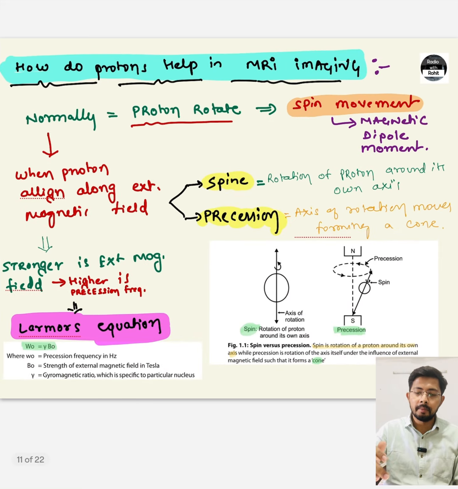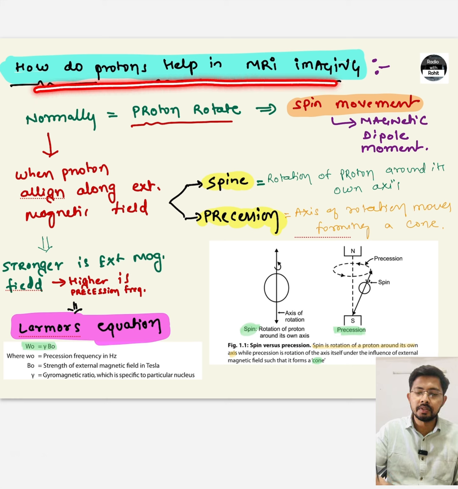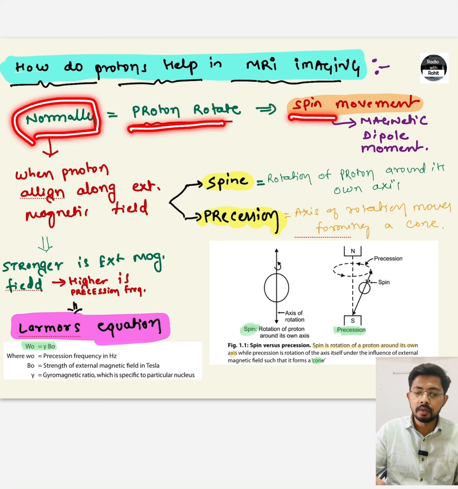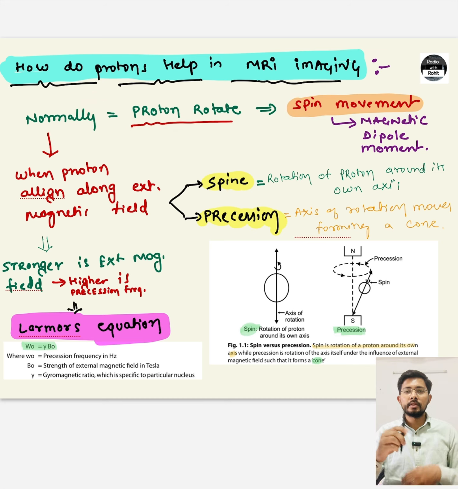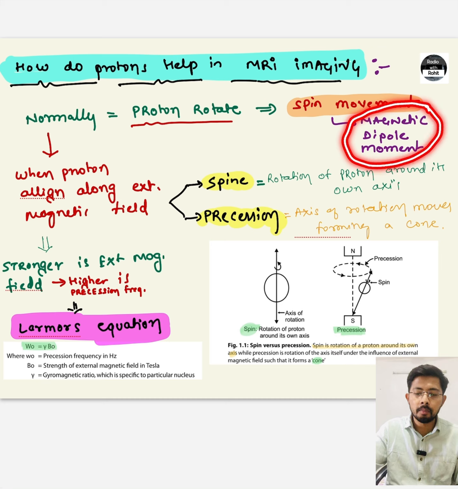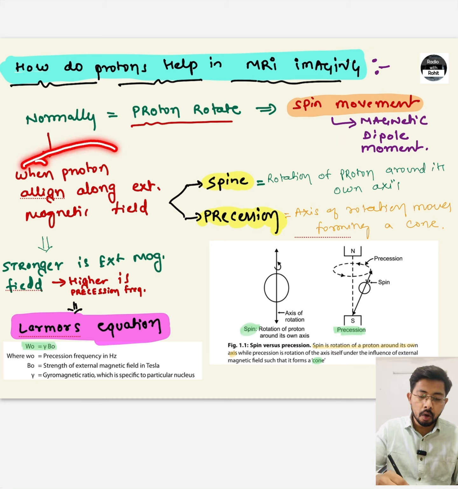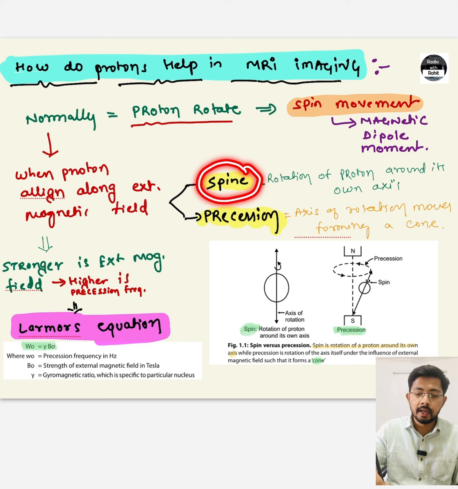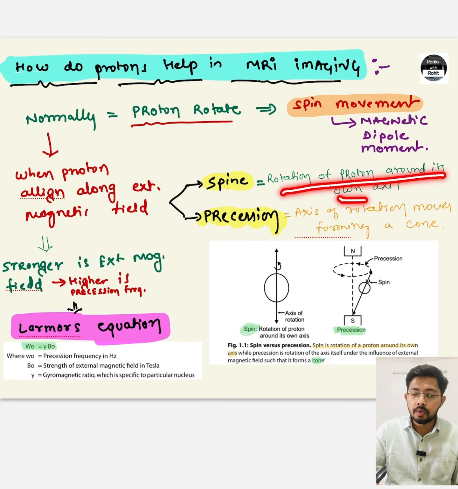But what happens when we put this patient into a magnet machine? Normally we see that protons rotate in a spin movement. This proton rotates around one axis, called spin movement. This is called the magnetic dipole moment. But when we align along the external magnetic field, the proton moves in two different types of movement. First is spin, the rotation of the proton around its own axis, while in precession the axis of rotation moves, forming a cone.